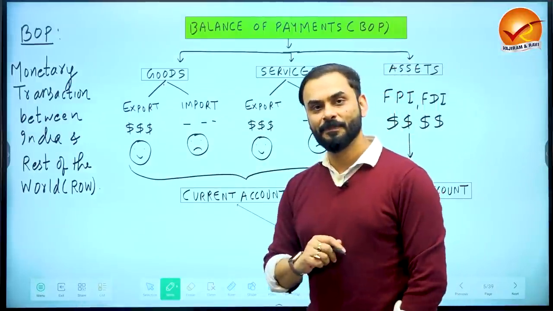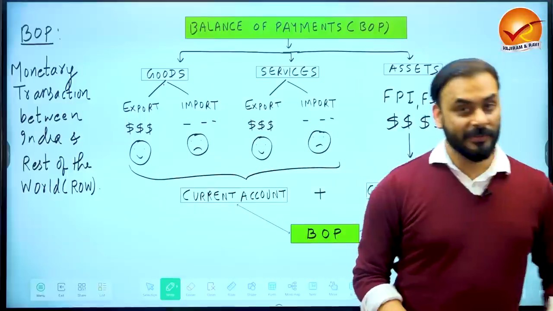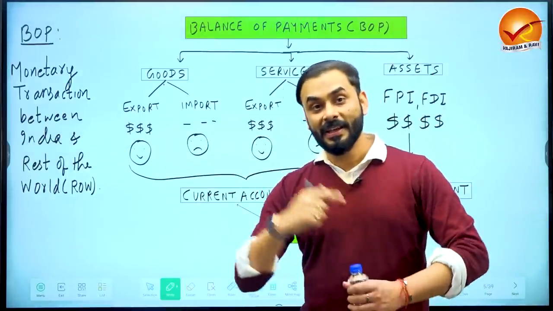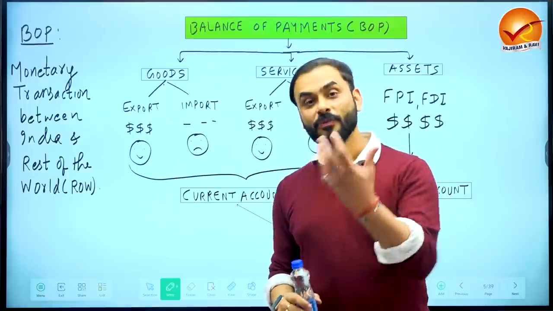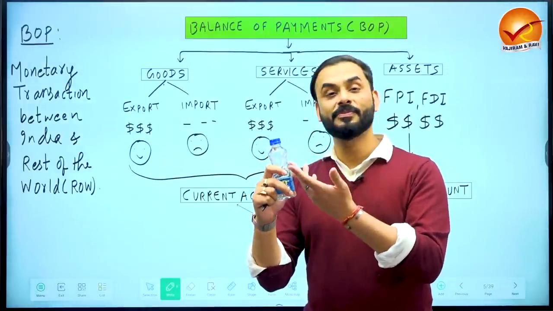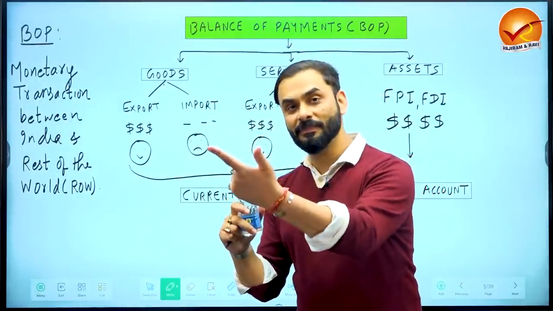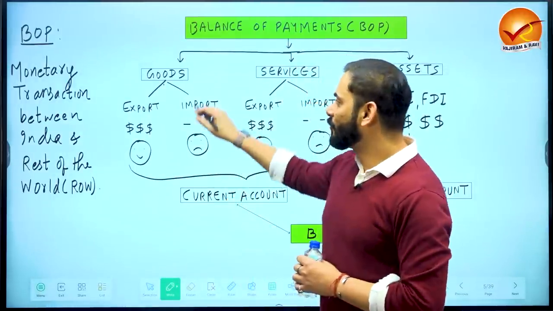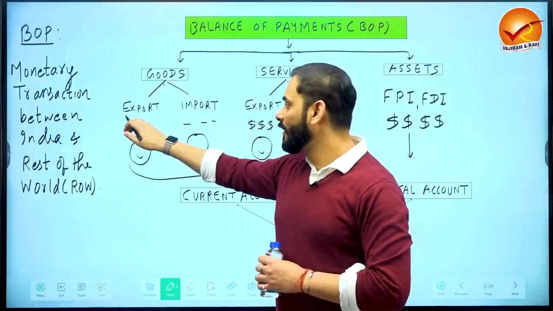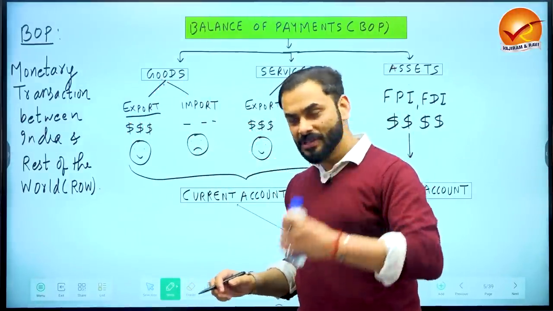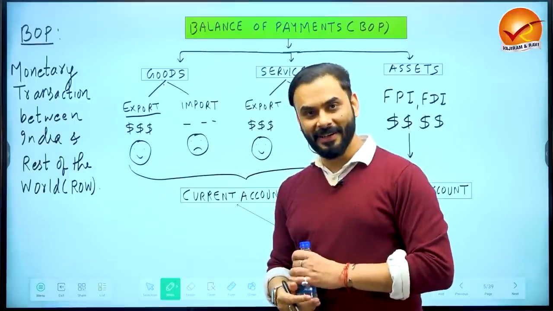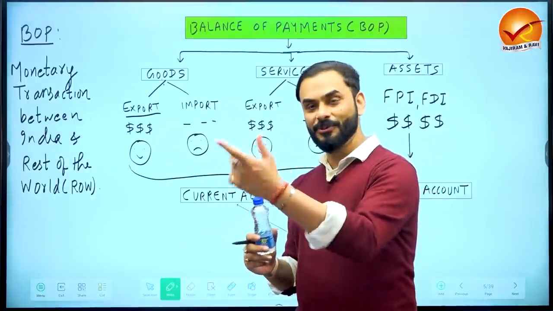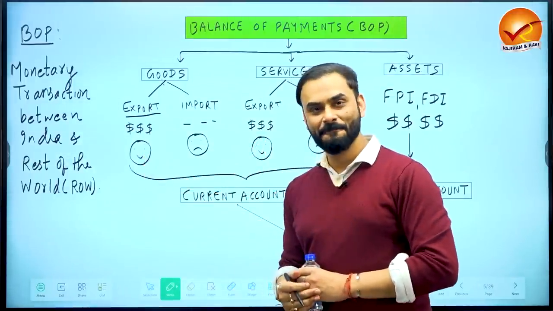I'll give you an example. Suppose let's take two cases, India and USA. So what do we sell to USA? Goods. For example, this bottle of water. When you sell something to a country, it's called export. So in terms of goods, when we sell, we get dollars. Whenever we sell this water bottle to US, we get dollars and we become happy.